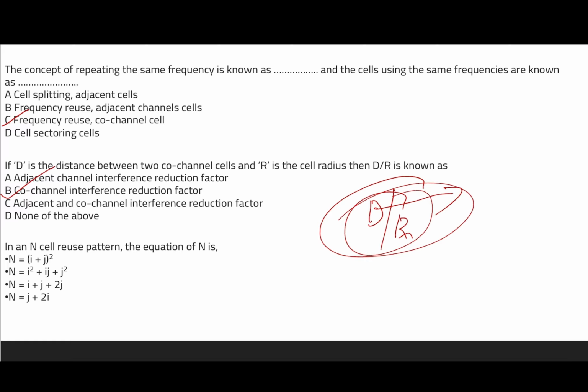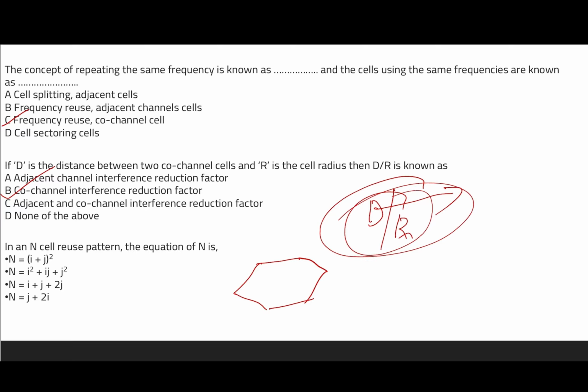In an n cell reuse pattern, the equation of n is given by: n is equal to (i plus j) the whole square, n is equal to i square plus ij plus j square, n is equal to i plus j plus 2j, n is equal to j plus 2i. Actually, we know that in the cellular concept, we usually use cells having the hexagonal shape.